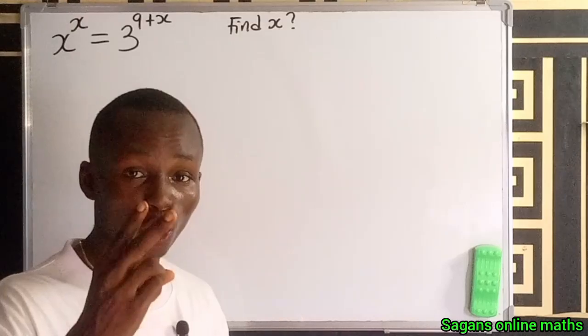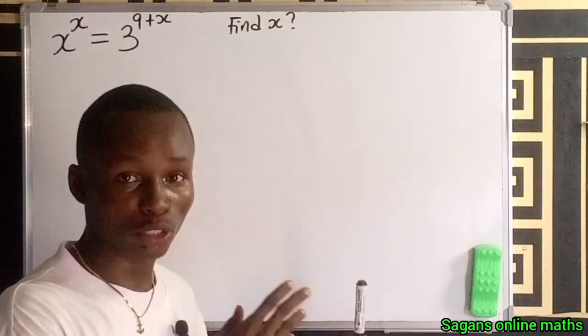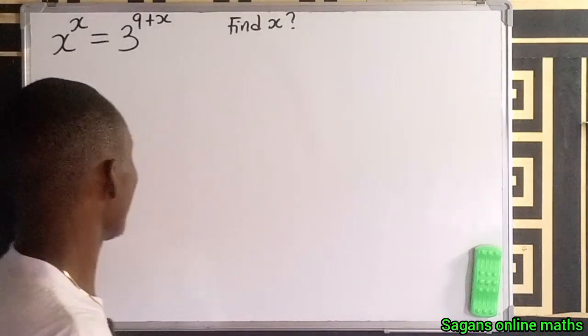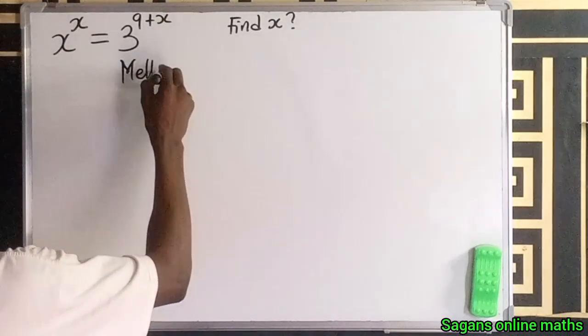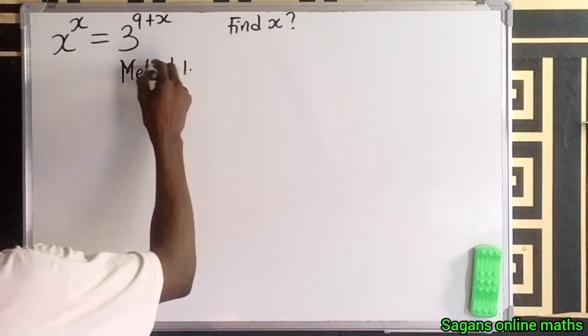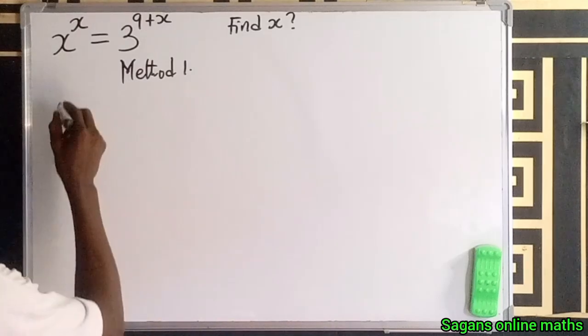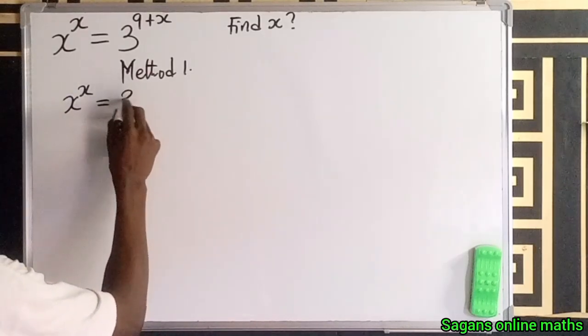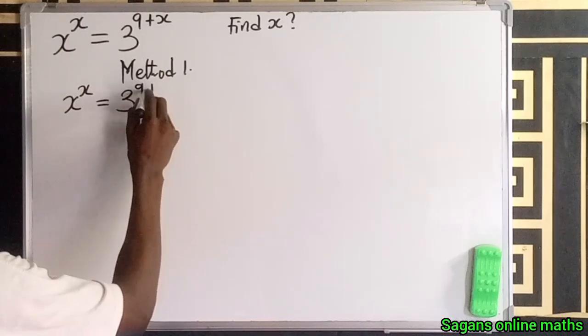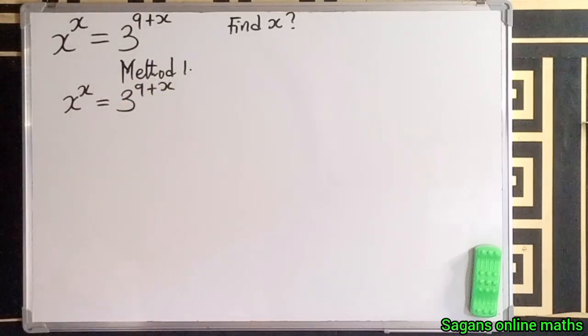Now we have two methods we can use to solve this particular question. Two methods. Now let's see method 1. Okay. Now look at what you are given. We are given that x to the power of x is equal to 3 to the power of 9 plus x. Right?